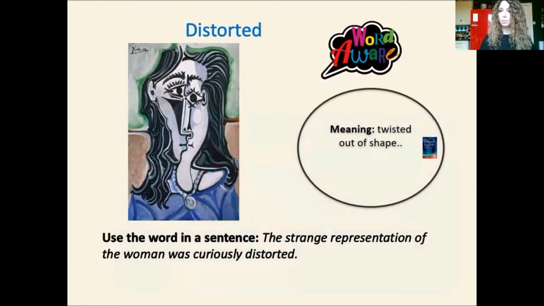So let's have a look at a couple of words that are important. Distorted. This means twisted out of shape. Now, if you look at this picture here, we can definitely see that this looks a bit twisted out of shape, doesn't it? This lady looks a bit cross-eyed and there's something just not quite right looking about her face. If we use this word in a sentence, we could say, the strange representation of the woman was curiously distorted. It's interesting, isn't it, the way it's represented?